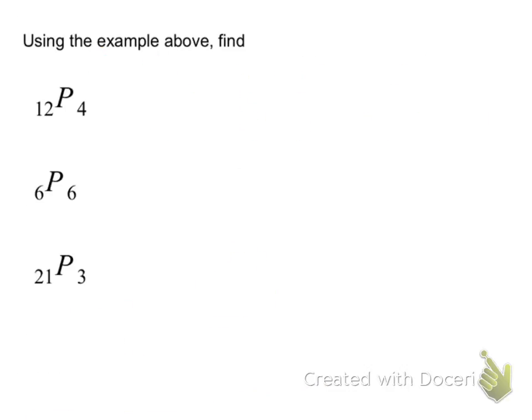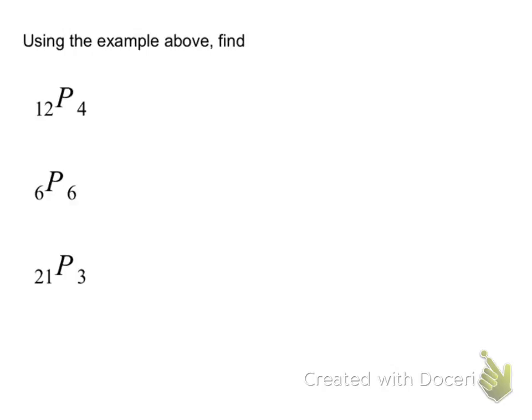Okay. So, if I want you guys to tell me how many permutations there are of 12 things taken 4 at a time, can you do that for me? How about 6 things taken 6 at a time? 21 things taken 3 at a time. I want you guys to use permutation notation and then use your calculator if you have to, but I want to see it set up.